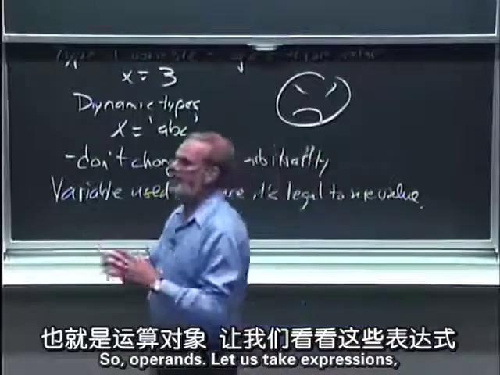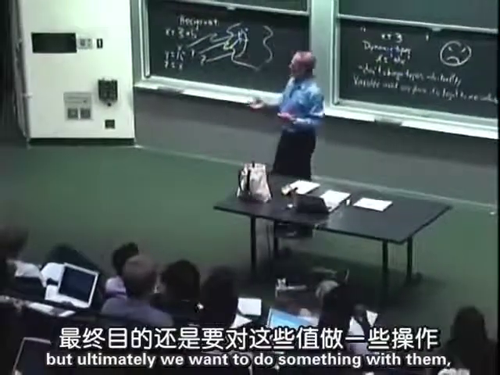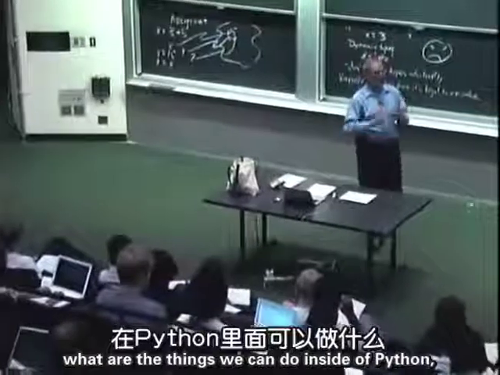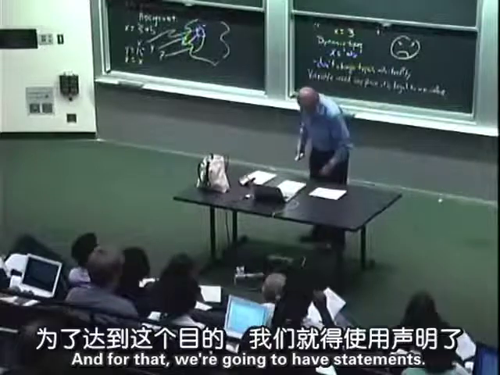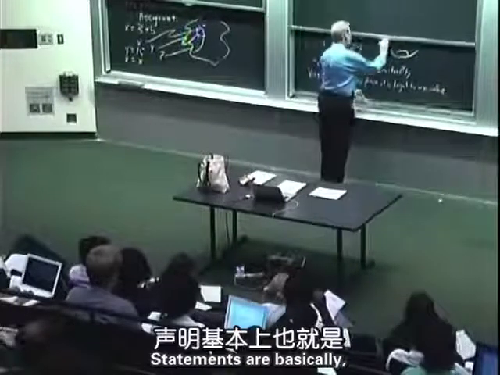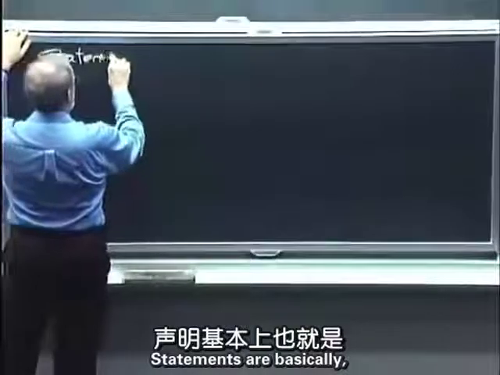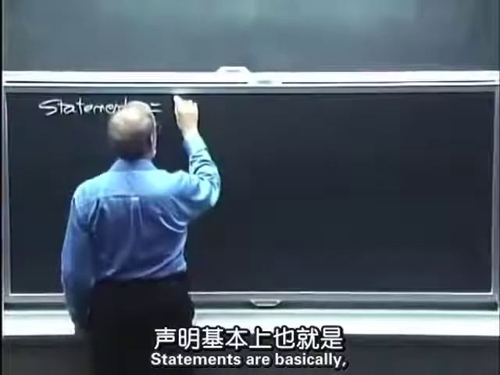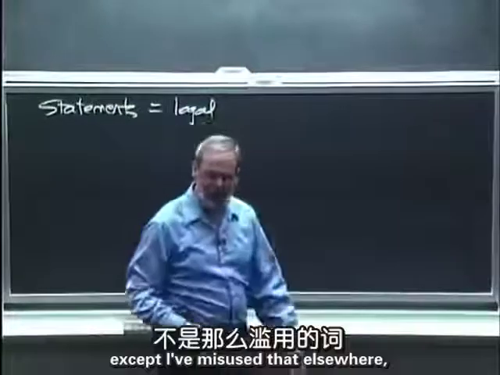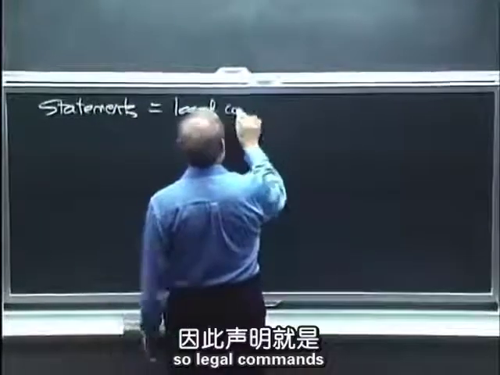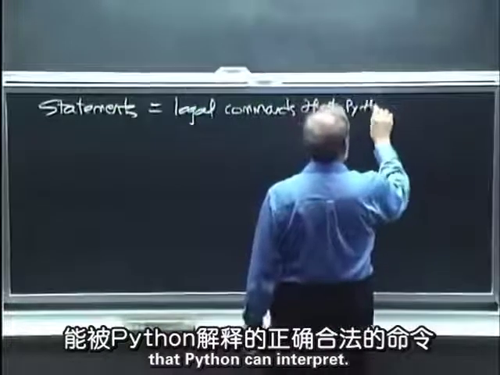So, operands let us take expressions, get values out. We can store them away in places, but ultimately we want to do something with them. So we need to now start talking about what are the things we can do inside of Python or any programming language to manipulate them. And for that, we're going to have statements. Statements are basically, if you want to think about it, legal, and I was about to use the word expression, except I've misused that elsewhere. So legal commands that Python can interpret.